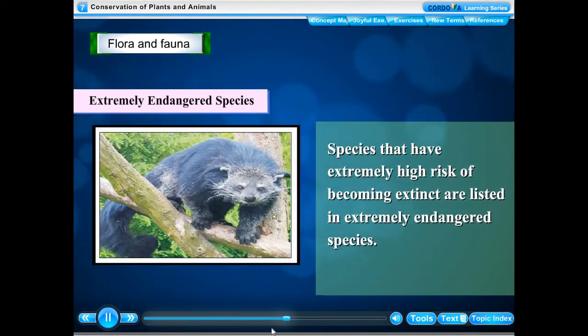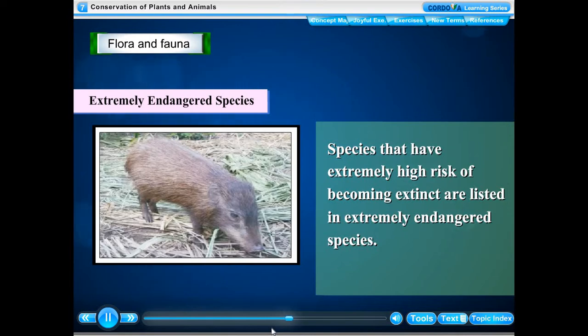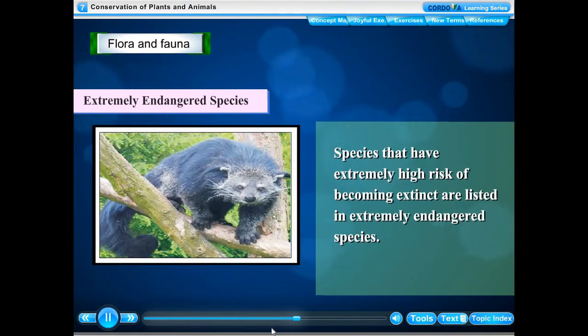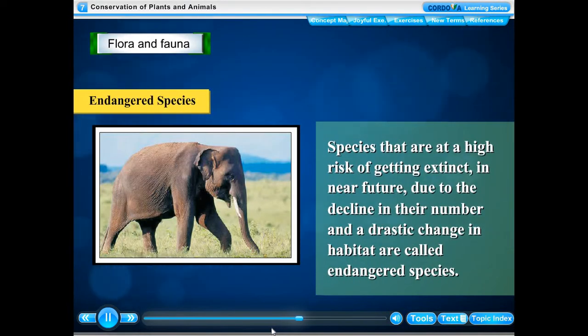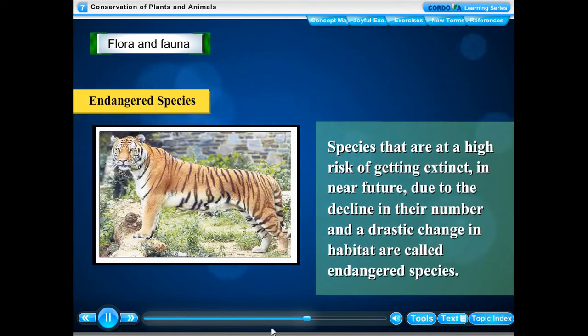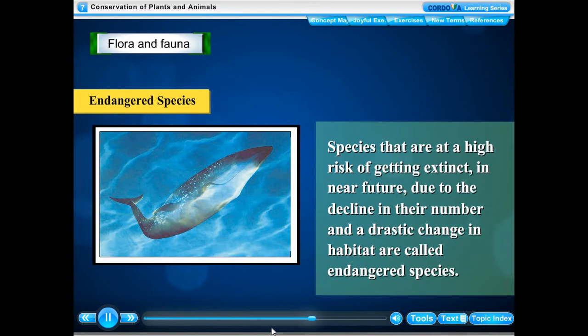Extremely endangered species. Species that have extremely high risk of becoming extinct are listed in extremely endangered species. Endangered species. Species that are at a high risk of getting extinct in near future due to the decline in their number and a drastic change in habitat are called endangered species.